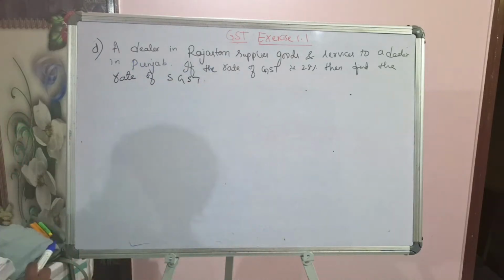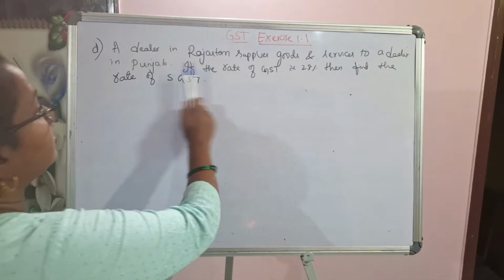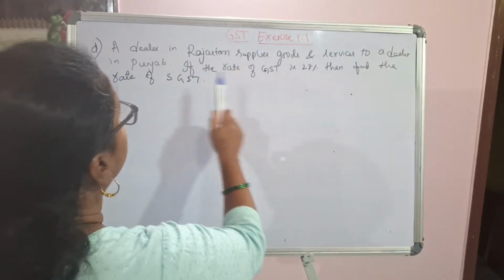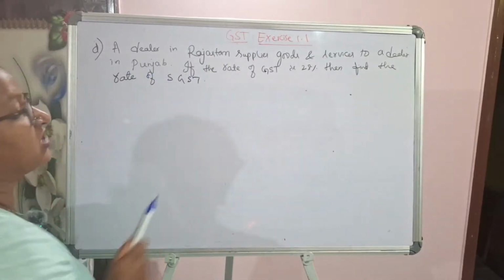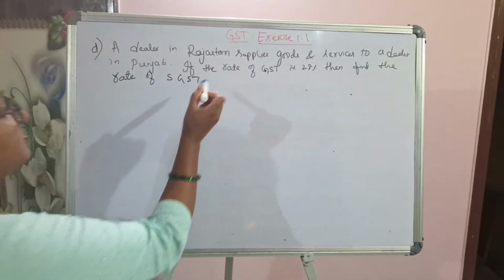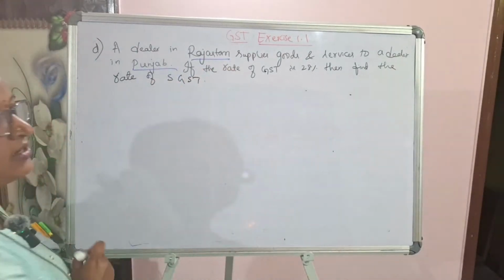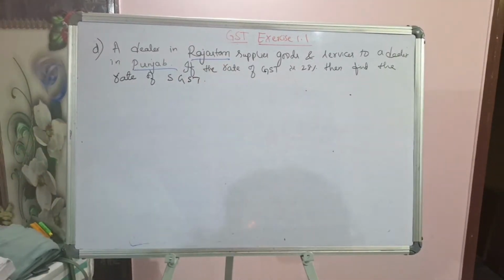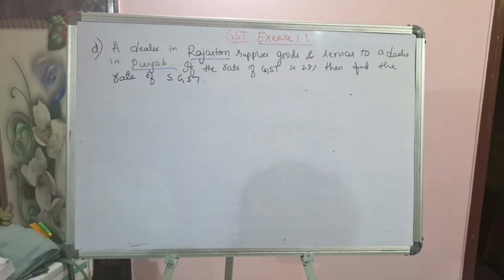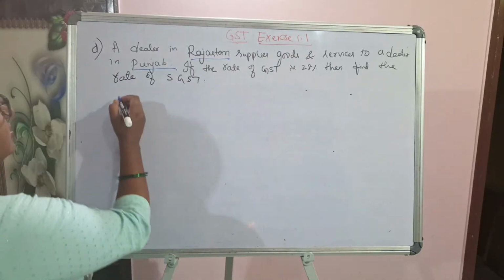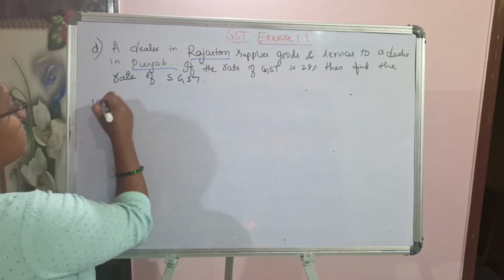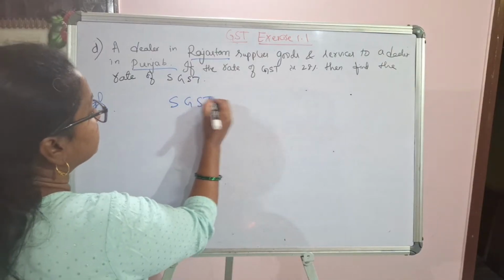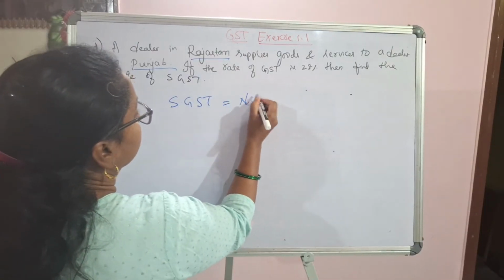See, observe the question carefully. Here, a dealer supplies goods and services from Rajasthan to Punjab. That means the transaction is between different states, that is Rajasthan and Punjab. Then it is an interstate transaction. So if it is an interstate transaction, SGST is nil.